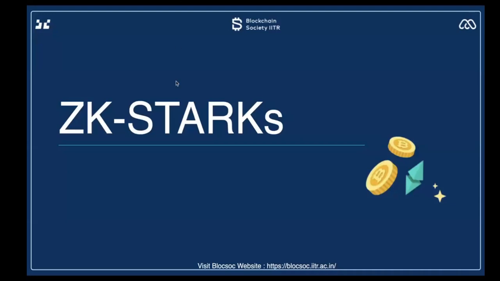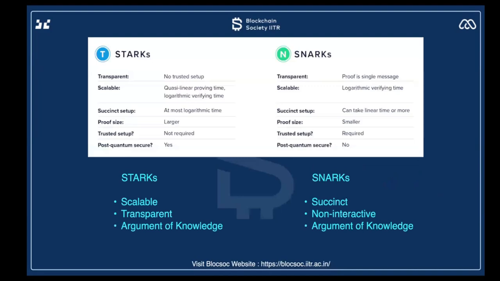So hello everyone, today's topic is ZK STARKs. In the last lecture we saw SNARKs. Similarly, STARKs are also a proving system used to prove some information without revealing its details. So first, let's see the difference between STARKs and SNARKs.